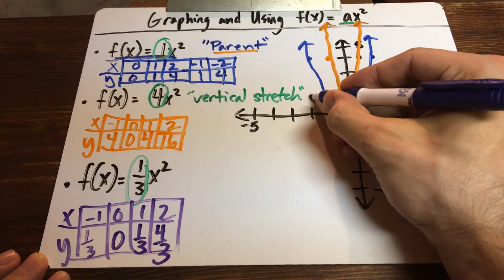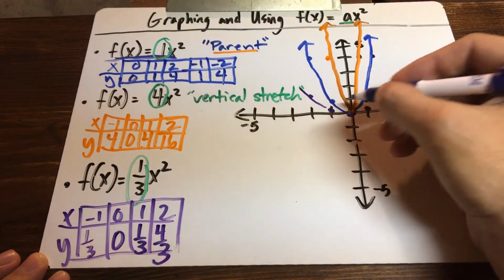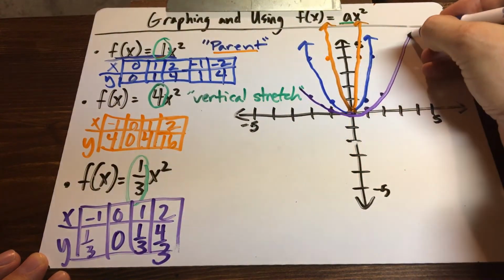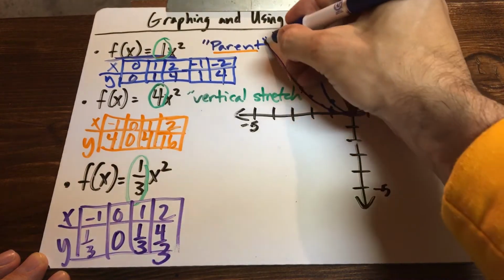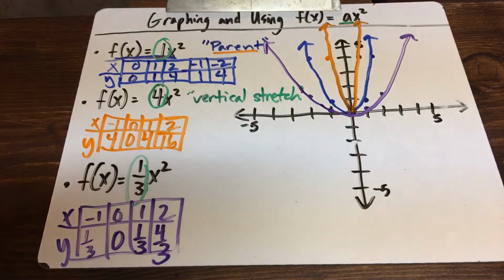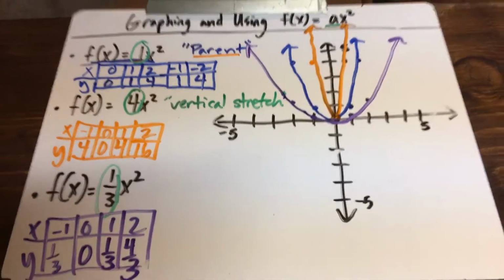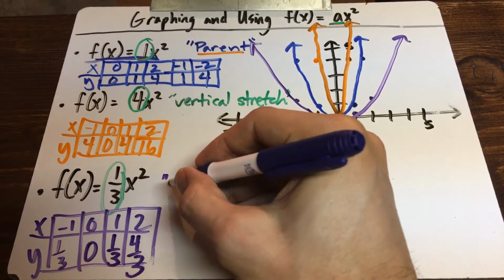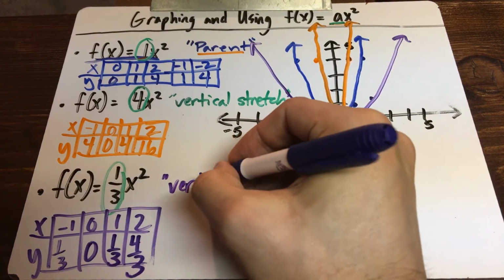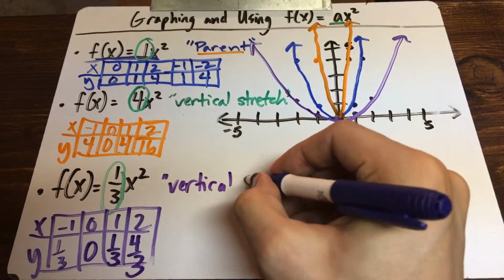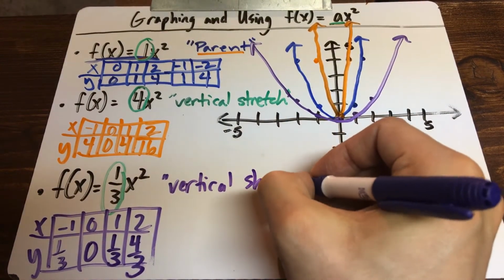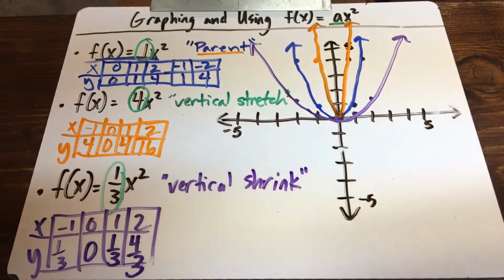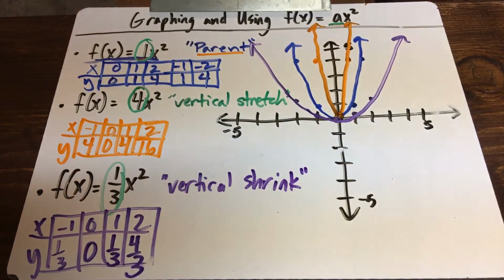See how this one is much more open, right? It's much wider. And so this is what we would call a vertical shrink. Do you see the difference? And that's the big idea I want you to get today.